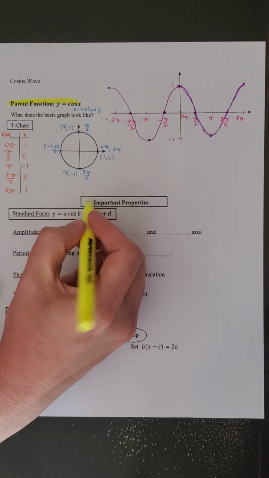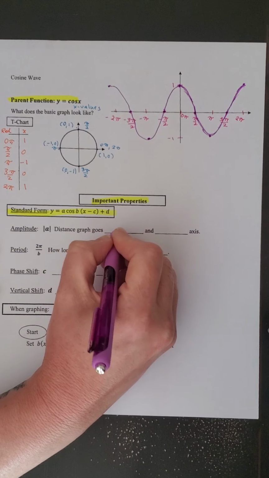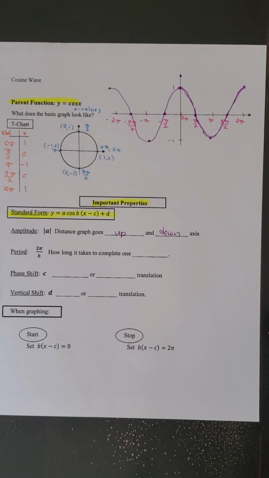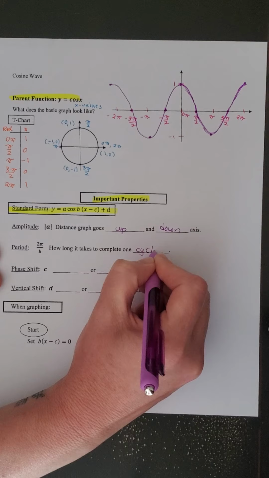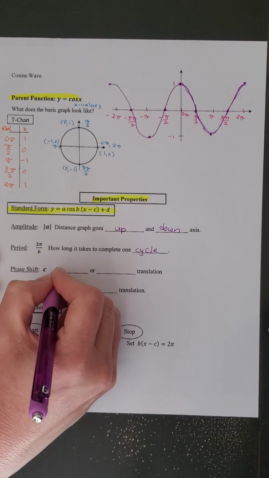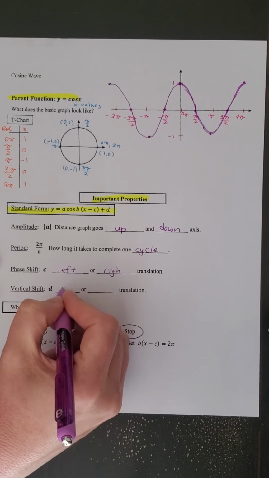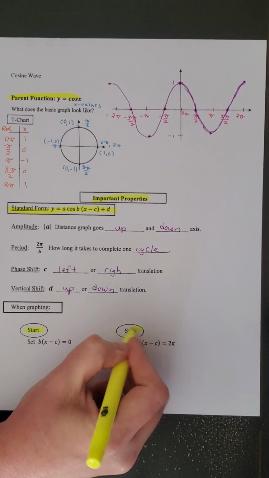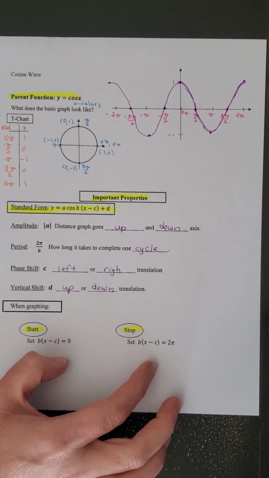All right, important properties. So standard form. The nice thing is once we know how to graph sine, we really do know how to graph cosine. The amplitude A is the distance the graph goes up and down on the axis. The period is still found by 2 pi over b, how long it takes to complete one cycle. The phase shift is the translation left or right. And the vertical shift is the translation up or down. Again, you can use this equation. I don't use it, but you can use these formulas to figure out where you should start and stop. I personally don't do it that way, but you are welcome to do it.